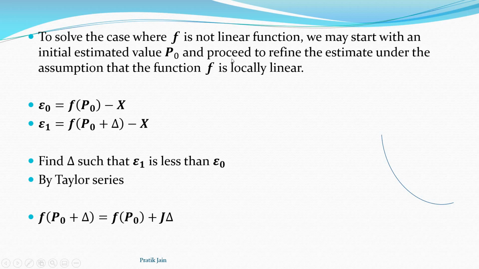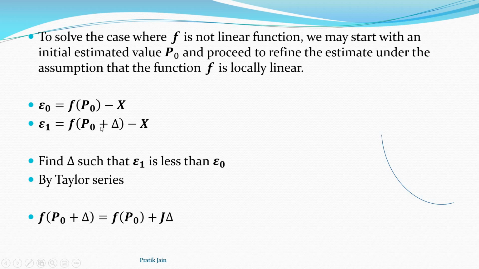To solve the case where f is not a linear function, we may start with an initial estimated value p naught and then proceed to refine the estimate under the assumption that the function f is locally linear. So we assume any initial estimate. This could be random or some good guess. Say this is my function f, something like this. If we start with a p naught somewhere over here, then we have to go in the direction where my error is reduced. So given a p naught, I add some del quantity step by step so that I reach the minimum.